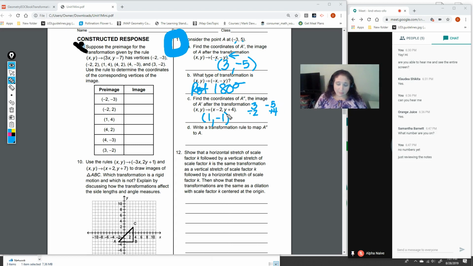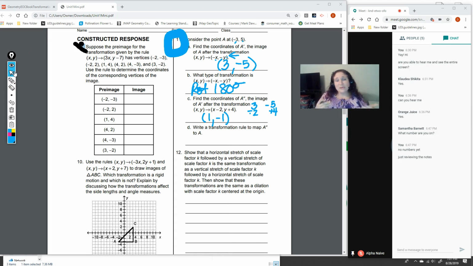So now that I have that new point, it asks how did you get from that first point over to the next one? Well, this particular problem is super easy because it's only 1 point.